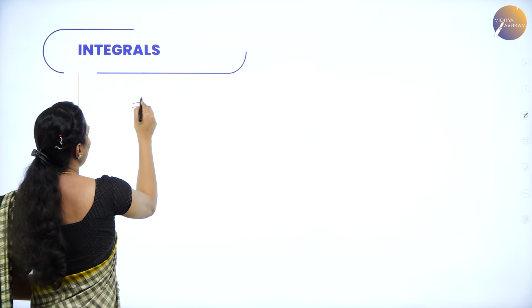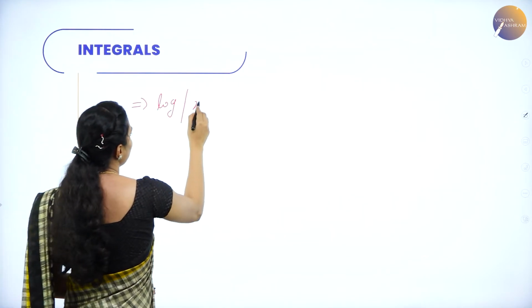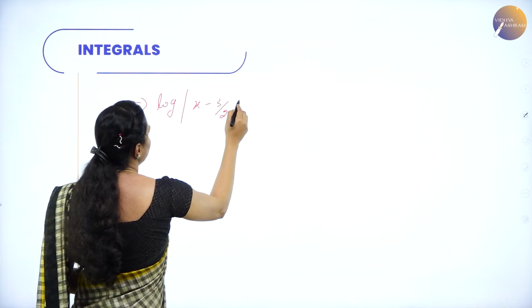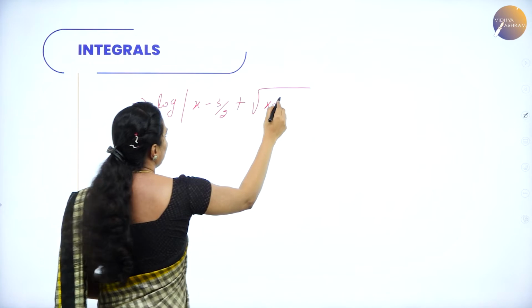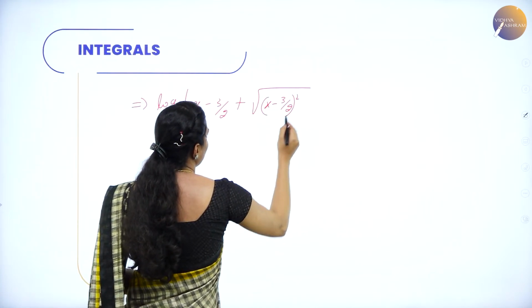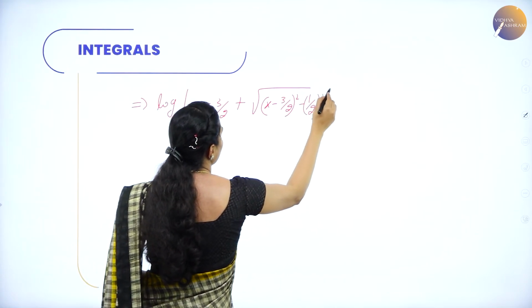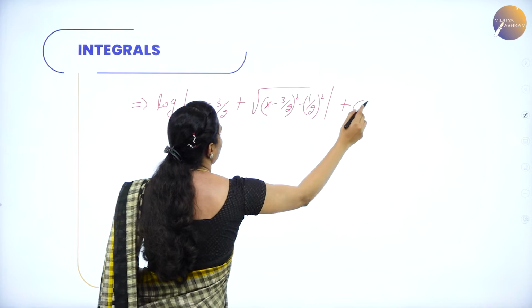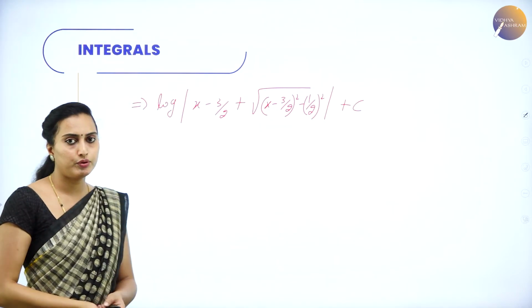Writing in the form of that, which implies log of modulus of (x minus 3 by 2) plus under the root of (x minus 3 by 2) whole squared minus a squared, that is minus (1 by 2) whole squared, plus c. And this is your answer. You are going to get it as this. I hope you got this one.